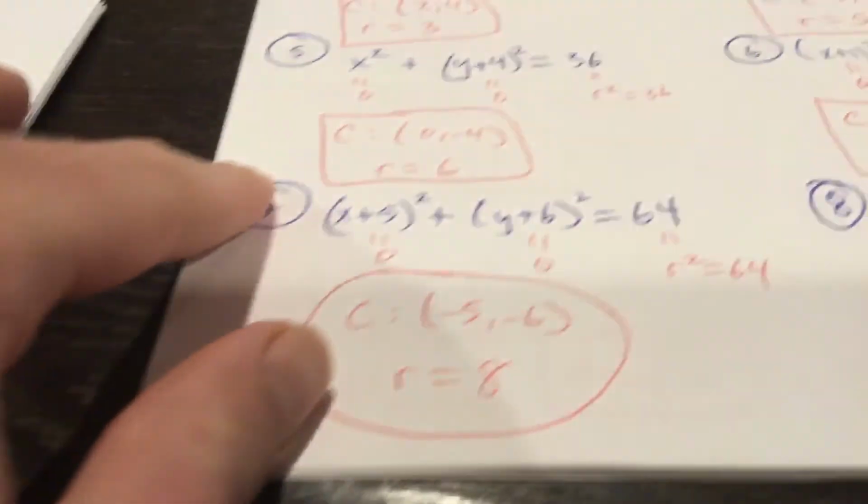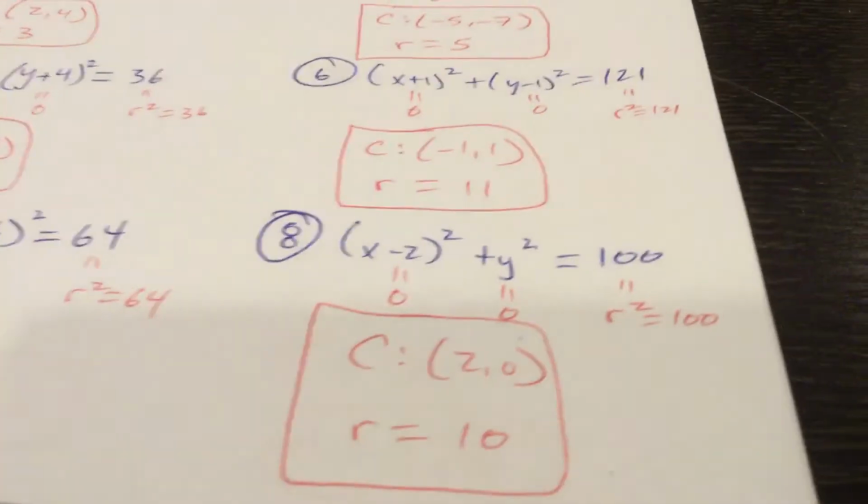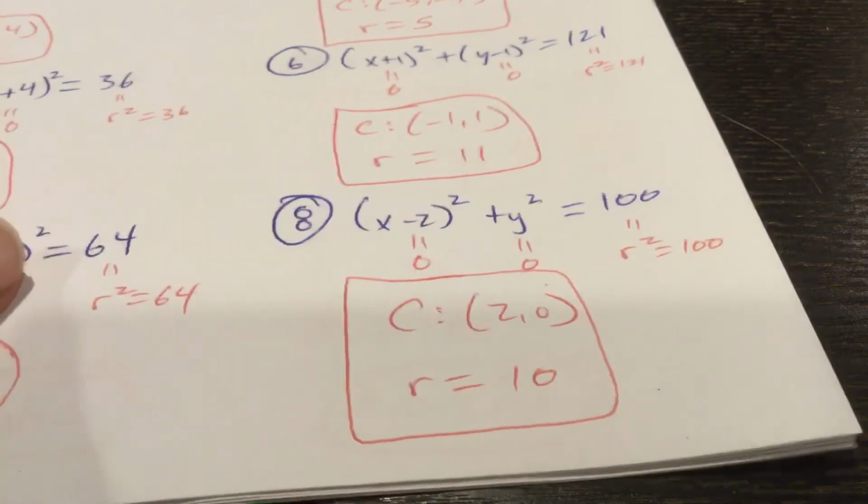All right, and then finishing up 7 and 8, (x plus 5) squared plus (y plus 6) squared is equal to 64. The center would be negative 5, negative 6. r squared is 64, r is 8. On this page here, number 8, set x minus 2 equal to 0. Nothing is with y, so the y coordinate of the center is 0. r squared is 100. The radius is 10. The center is 2, 0. All right.